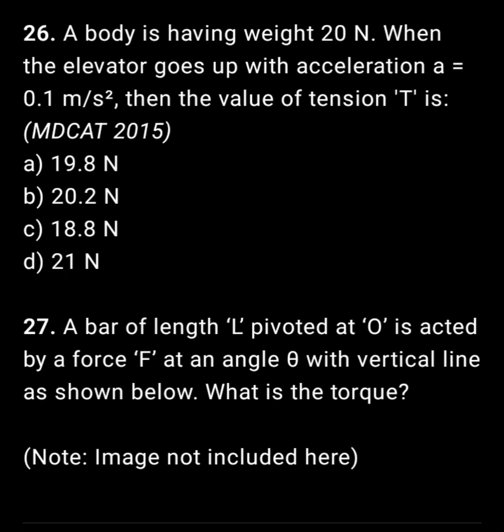26. A body has weight 20 N. When the elevator goes up with acceleration a equals 0.1 meters per square second, the value of tension T is? MDCAT 2015. A. 19.8 N. B. 20.2 N. C. 18.8 N. D. 21 N. 27. A bar of length L pivoted at O is acted on by a force F at an angle theta with the vertical line as shown below.